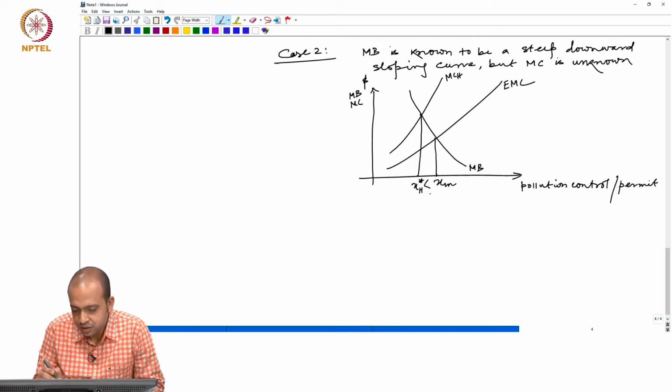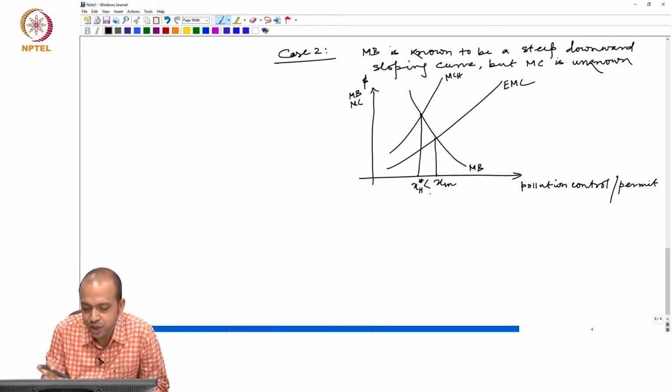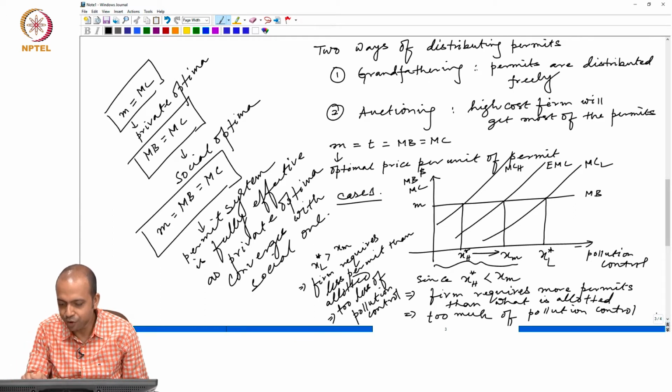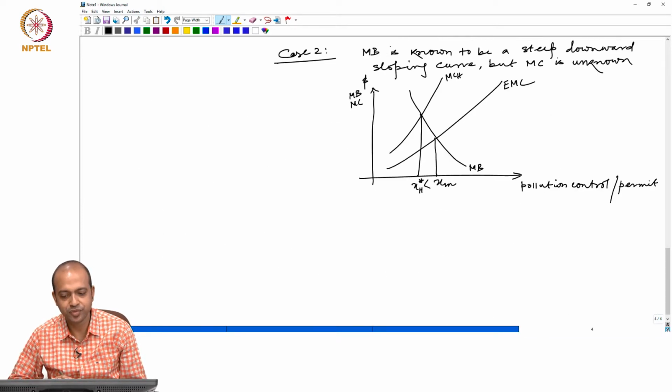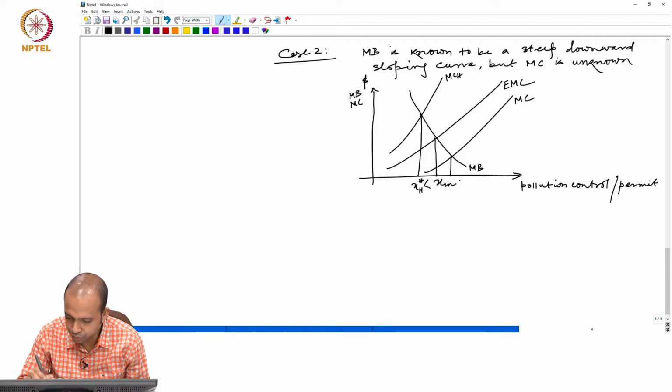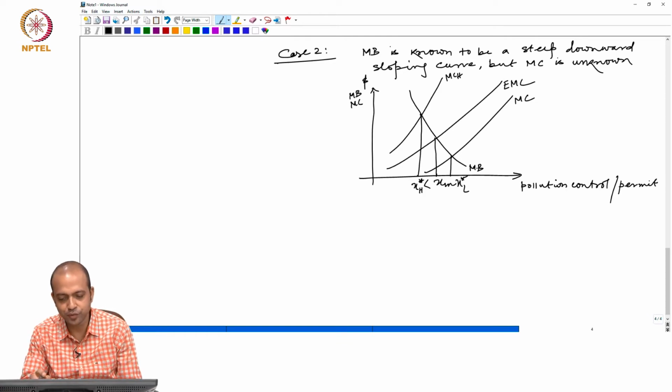So, that means there is divergence between social optima and private optima, but if you compare this situation with the earlier one, the amount of divergence is coming down. So, the amount of divergence is coming down in this case, right. Similarly, if it is MC low, so this is the amount of XL star. Again, there is a divergence between private optima and social optima, but the amount of divergence is going down.